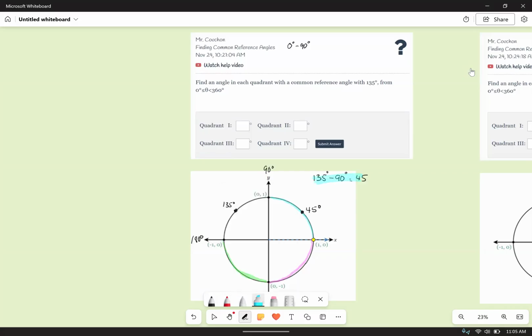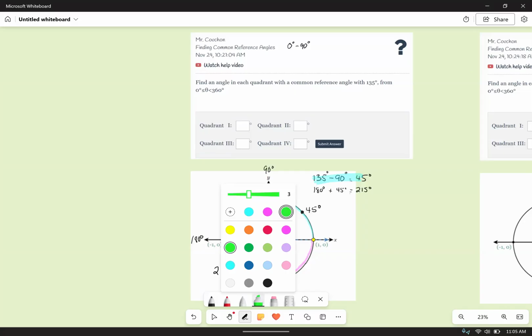Now to get it in quadrant 3, we have to go 45 past 180. So that's pretty easy. All we have to do is take 180 degrees, add 45 degrees, and that's going to be 215 degrees. So that'll be right there. That's going to be 215 degrees. That's our quadrant 3.